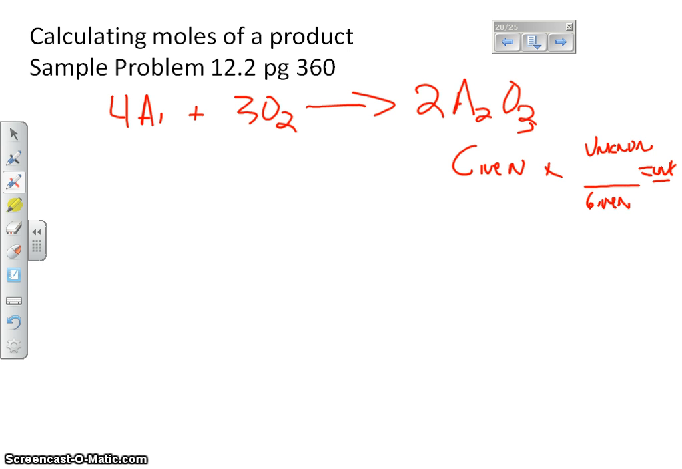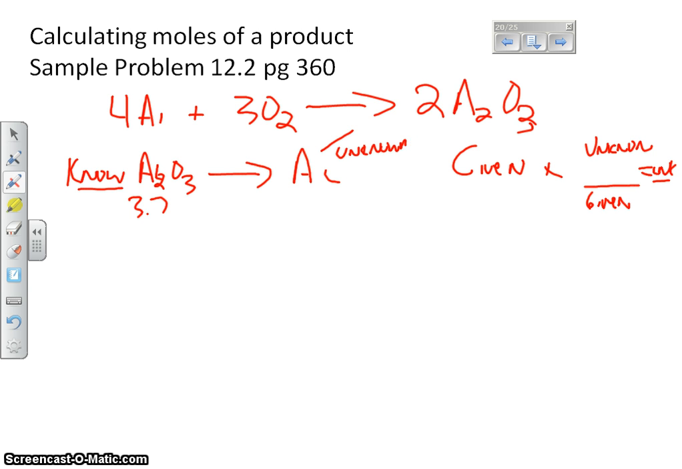It says, how many moles of aluminum are needed to form 3.7 moles of Al2O3? So, what do we know? We know Al2O3, and that was 3.7. And it's asking how much aluminum was needed. So this is the known, this is the unknown. Okay? So it's known, known, or given, given, unknown, unknown.